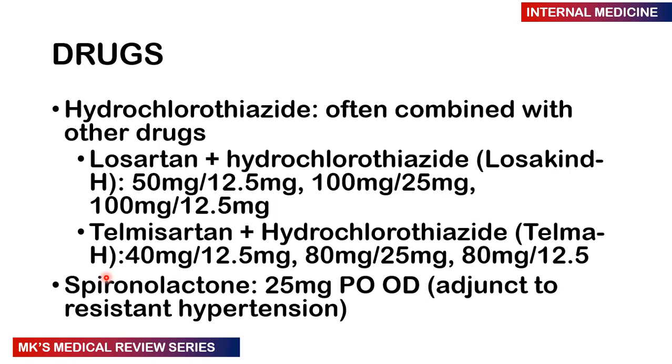And of course, spironolactone, 25 milligrams orally once a day, is often given as an adjunct to patients that have resistant hypertension.